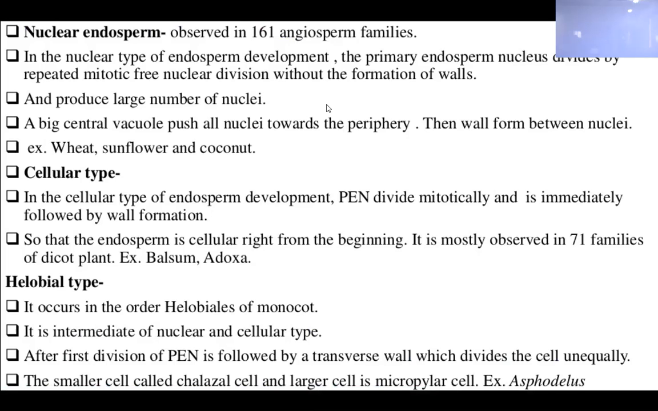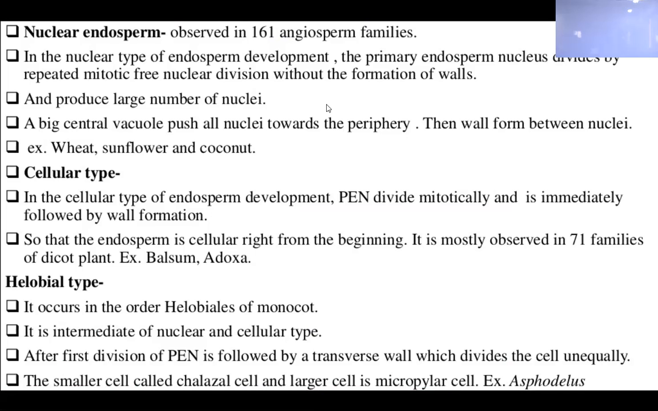So this is nuclear endosperm. कैसे develop होता है? Based on that, on the basis of mode of development, first is nuclear endosperm, we have studied. Second is cellular type. Now in cellular type endosperm development, the primary endosperm nucleus divides mitotically and it is immediately followed by wall formation. So that endosperm is cellular right from the beginning. It is mostly observed in 71 families of dicot plants. Example also given.